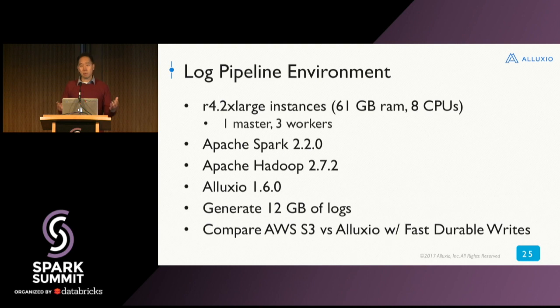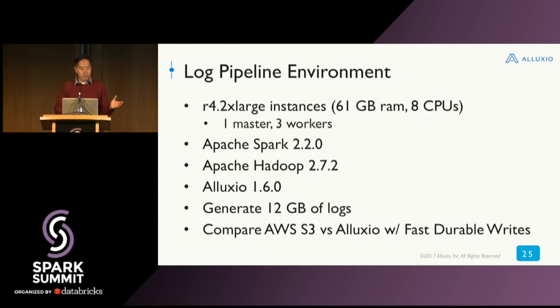So with this pipeline, here's the environment that we used for the experiments. We ran it on Amazon EC2. We used the R4 2x large instances, which has 61 gigs of RAM and 8 CPUs. And for this example, we had one master and 3 workers for all the different systems that we've deployed.